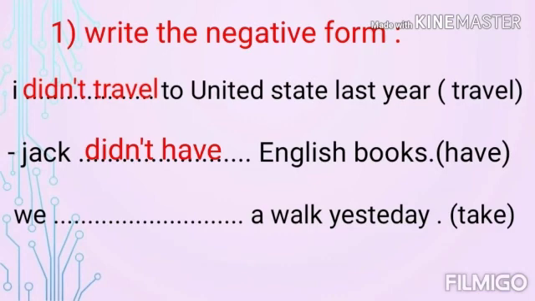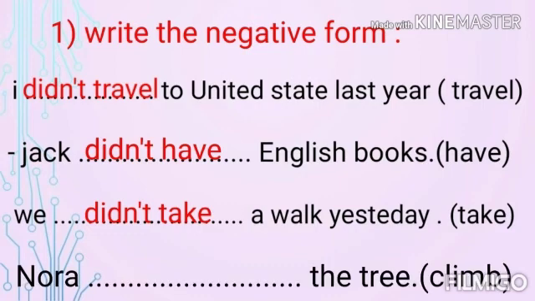Number 3. We awoke yesterday. The verb is take. So the negative is what? We didn't take a walk yesterday. Number 4. Nora, the tree. The verb is climb. So what is the negative of verb climb? Yes, it's Nora didn't climb the tree.